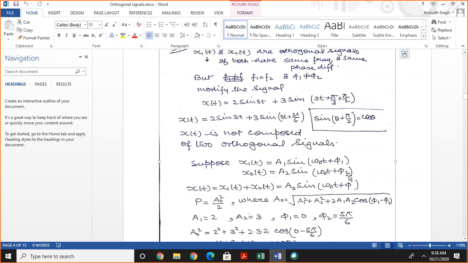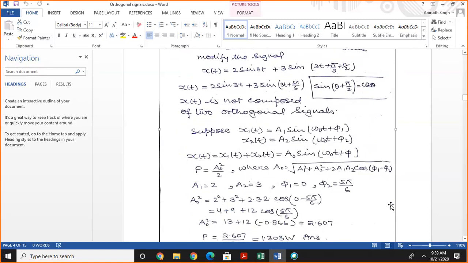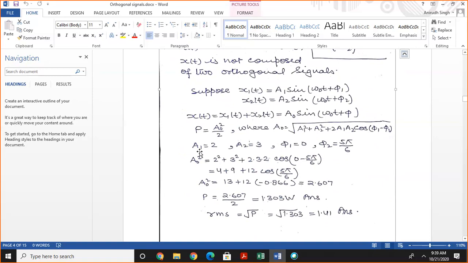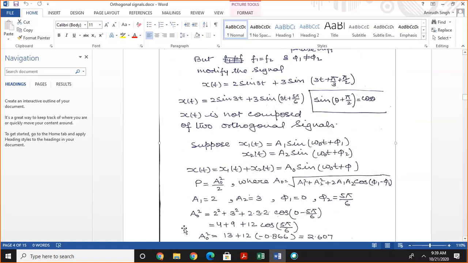Modify this signal. We know that sine of pi by 2 plus theta is cos theta. So if we add pi by 2 here, we get 2 sine 3t plus 3 sine 3t plus 5 pi by 6. And then we solve this equation by using this.